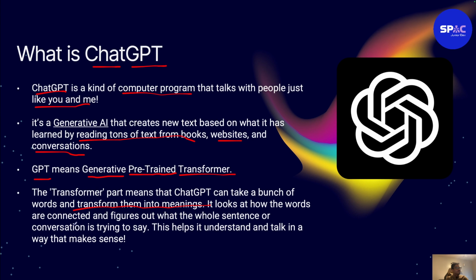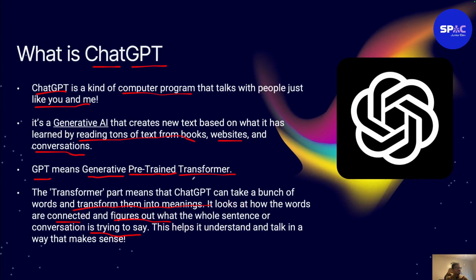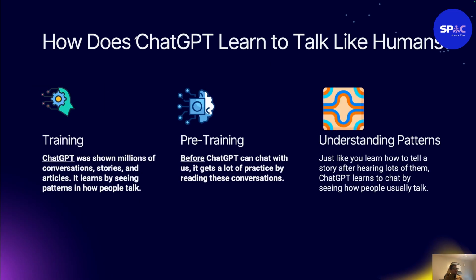It looks at how the words are connected, right, and figures out what the whole sentence or conversation is trying to say. Okay, so it figures out that, oh yeah, why do we have to go to school? It has to kind of figure out how all of this question works. So that's what it's called transformer, transforming your text to something that it can understand. So see, this helps it to understand and talk in a way that makes sense. Okay, so I want to assume that we know what ChatGPT is now, and when people say ChatGPT, we know what GPT means. Okay, all right, so let's go.